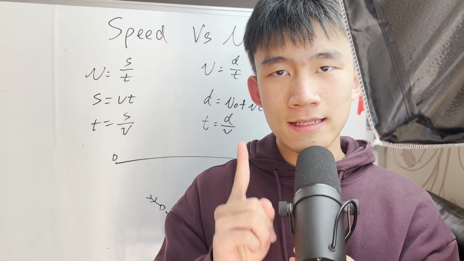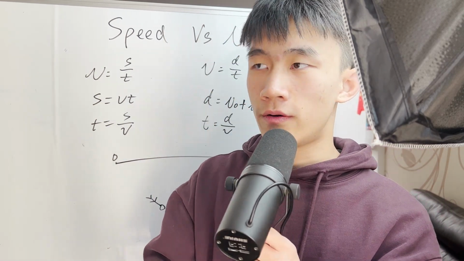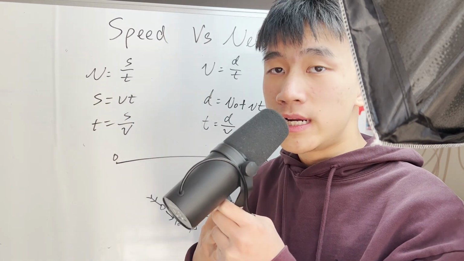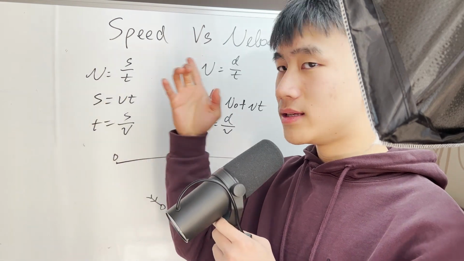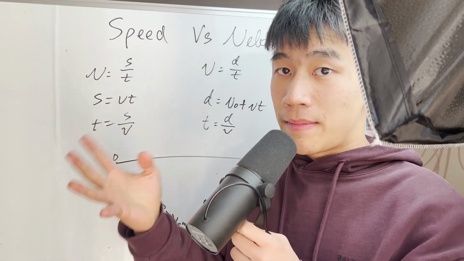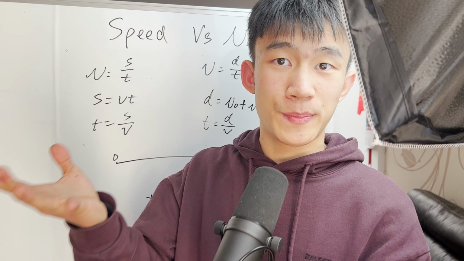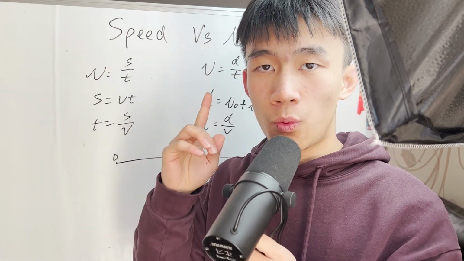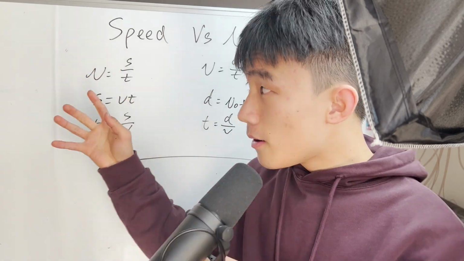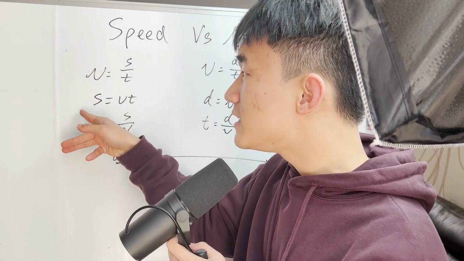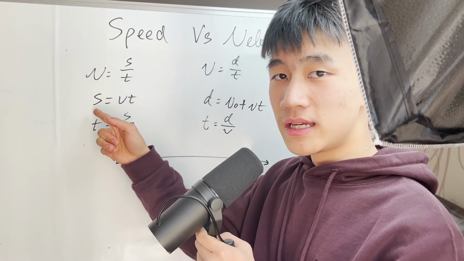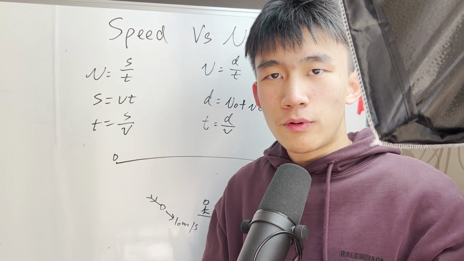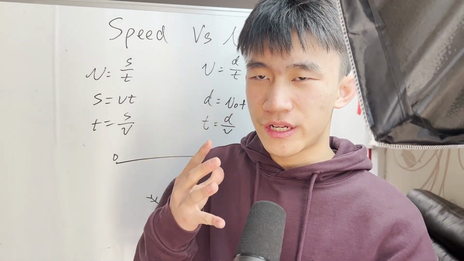So let's study them by looking at their formulas. Speed is equal to the distance traveled by an object in space divided by the time. That makes sense. That is literally how speed is defined. This is a defining equation. It is 100% correct. And from this equation, we can derive two equations, which is the distance is equal to the speed times time, which you don't need to memorize because it's very intuitive. Think about it.